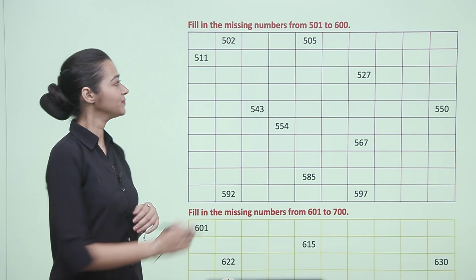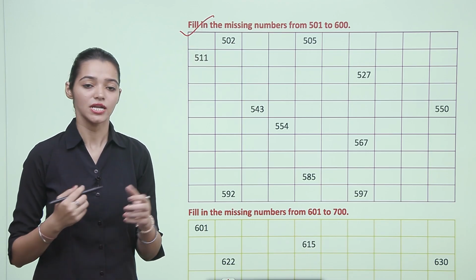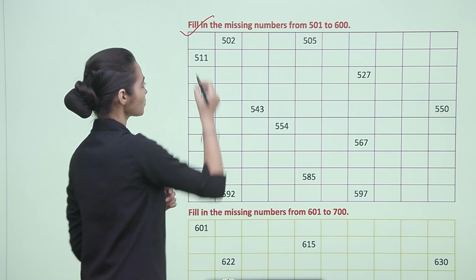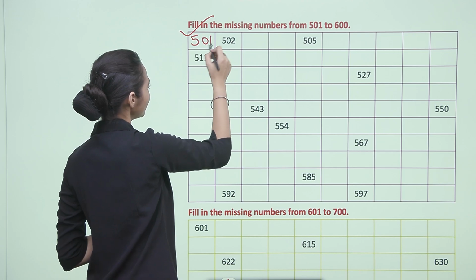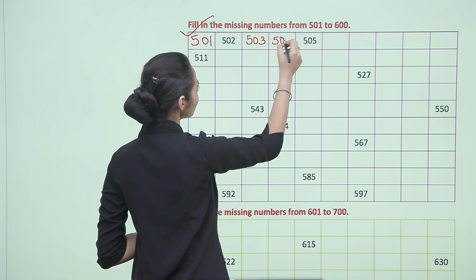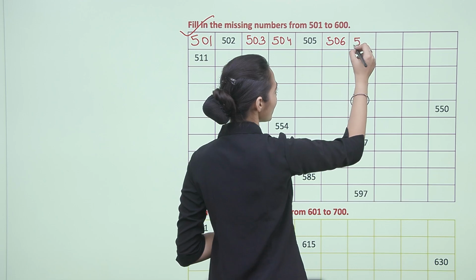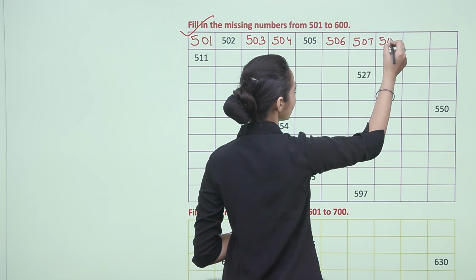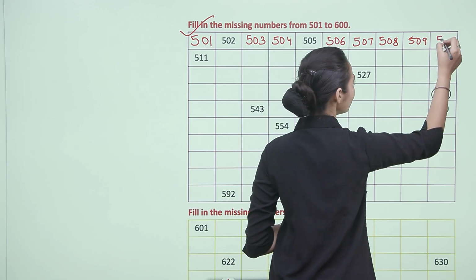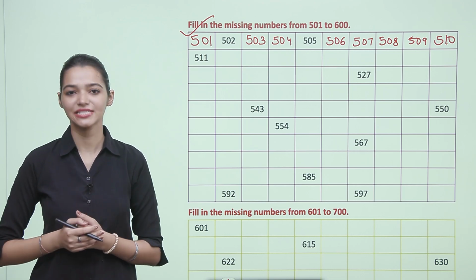Now let's look at the next one. We have to fill in the missing numbers from 501 to 600. Now we have to complete this table from 501 to 600. Let's start. First one will be 501, 502, 503, 504, 505, 506, 507, 508, 509 and the last one will be 510. That's how you have to complete this table.